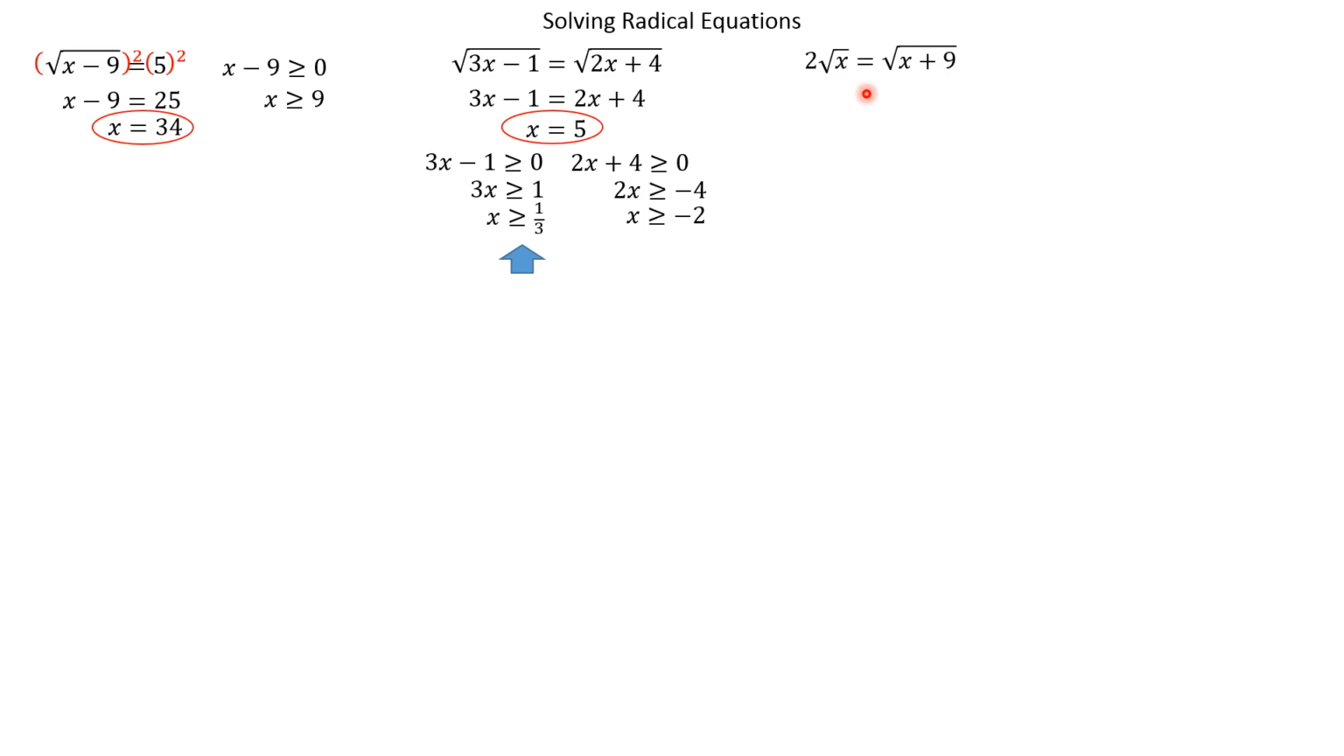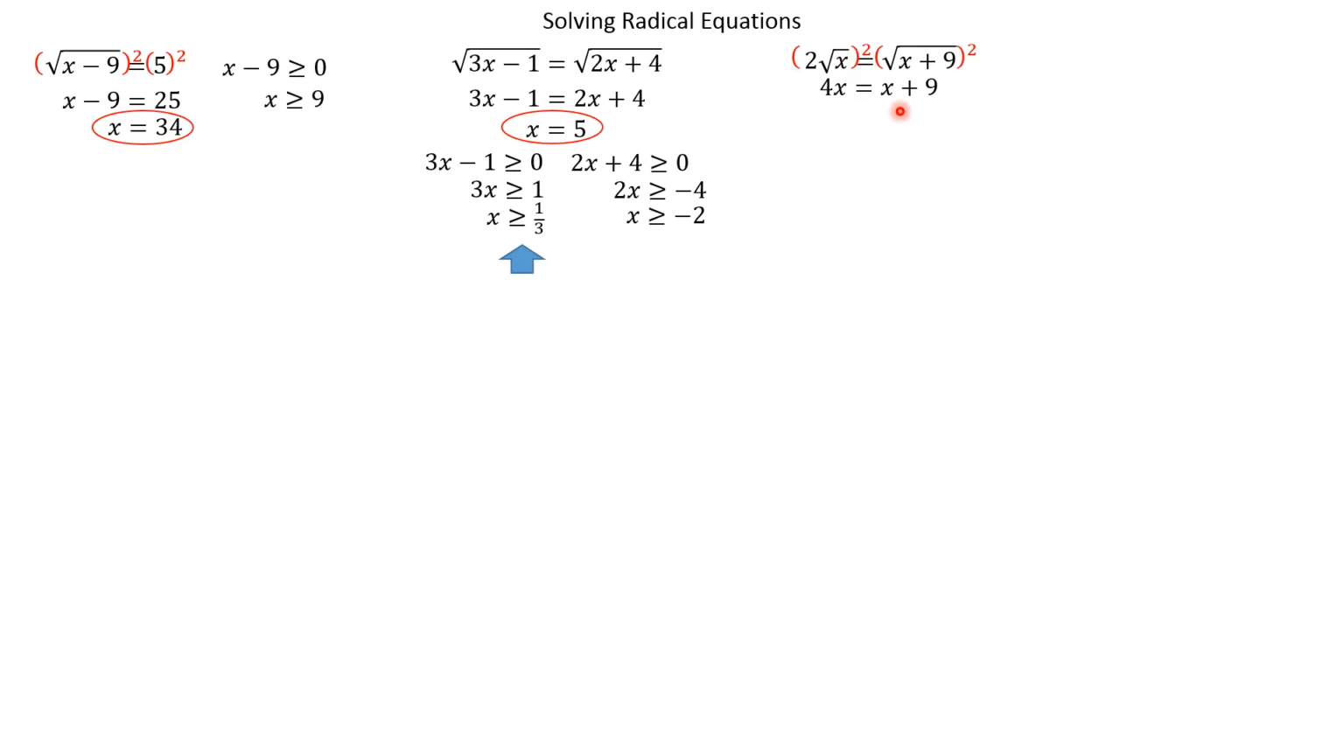Another problem, this one looks pretty much the same, but there is a small change. This 2 here is on the outside of the square root, which isn't a big problem, but it is one of the common mistakes that people make. We square both sides, and people say, okay, 2x. No. The square root of x squared will give us x, but what is 2 squared? 2 squared is 4. So this 2 root x squared is 4x equals x plus 9.